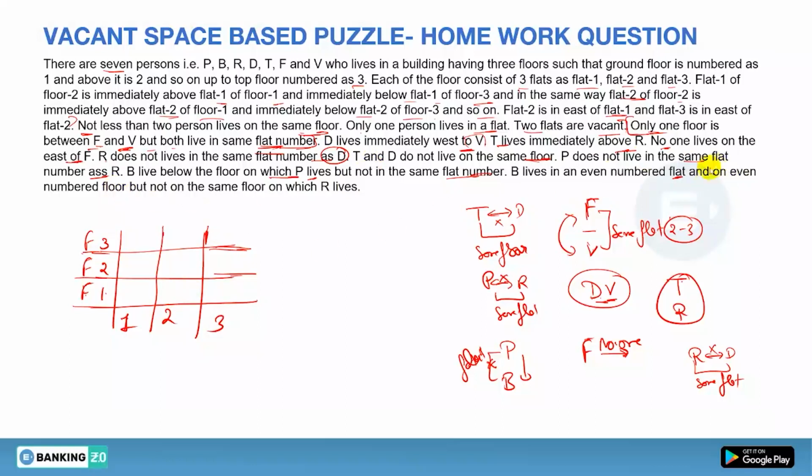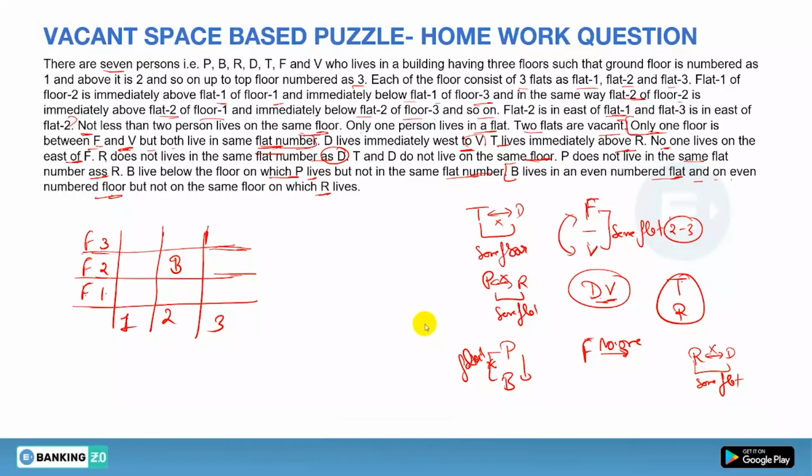And on an even number floor, but not on the same floor on which R lives. So B lives in an even number flat and on an even number floor. Even number floor means that is floor 2. That is obvious, B must be here. Yes or no? Is it clear or not? Please let me know this first of all.